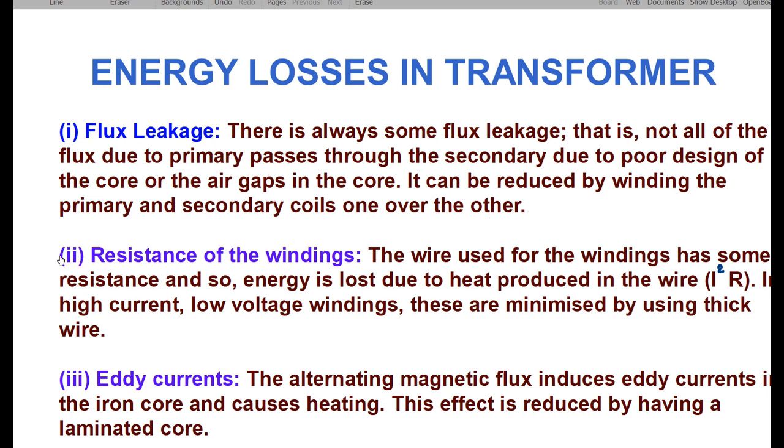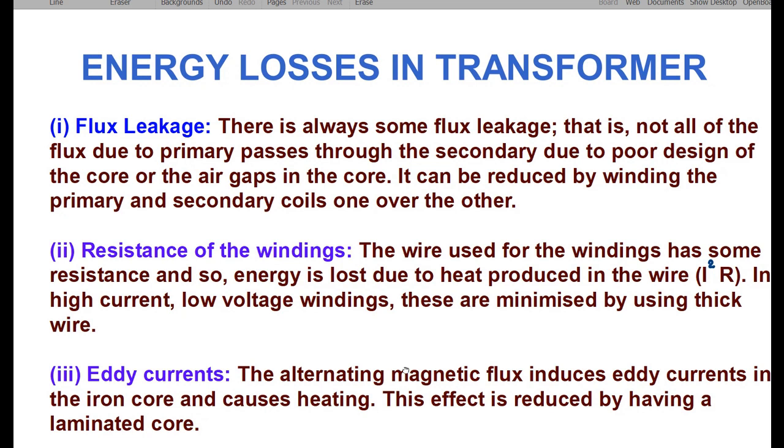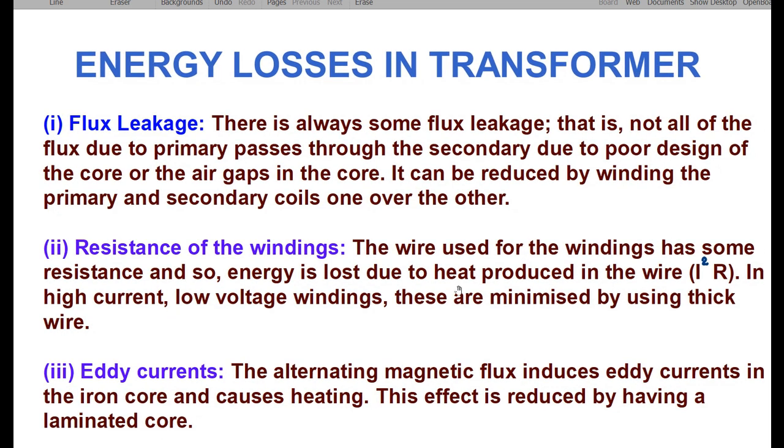The second energy loss is due to the resistance of the windings. The wire used for windings has some resistance, and so energy is lost due to heat produced in the wire, which is I square R. In high current, low voltage windings, I is larger. These losses are minimized by using thick wire. If the area of cross section is increased, resistance is reduced.